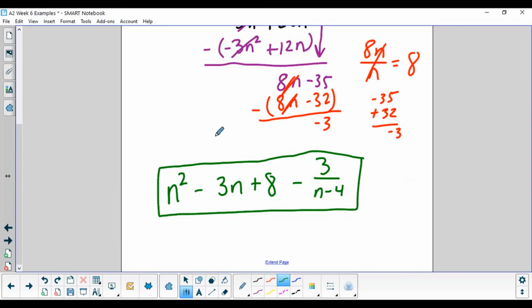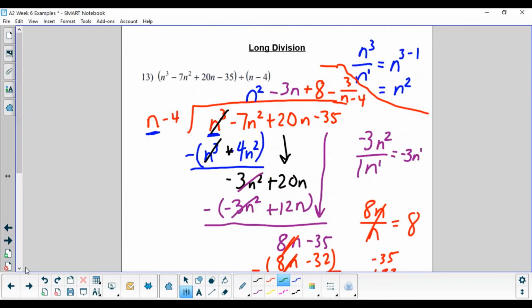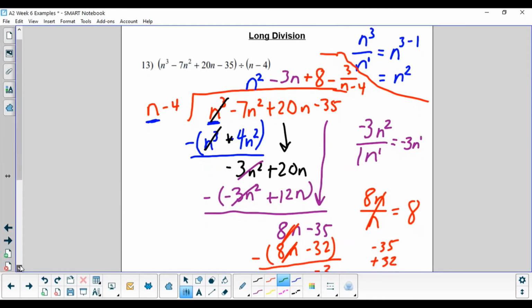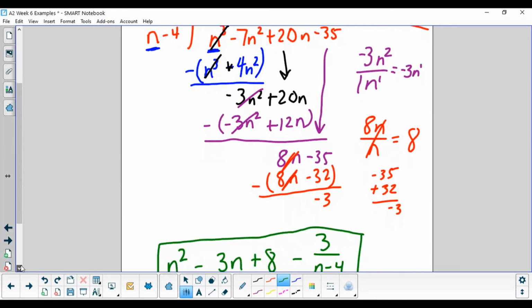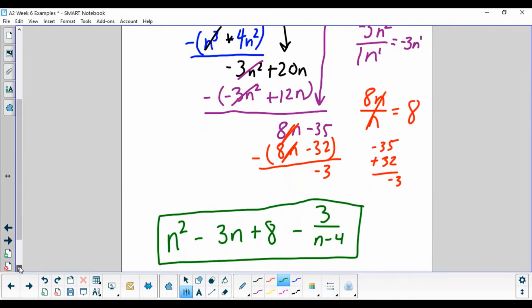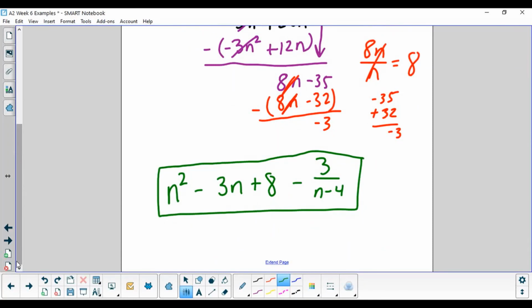So either method that you choose is fine. You end up with the same answer. I truly don't mind whichever method you prefer. I want you to use the method that you're most comfortable with. For some of you, that's going to be using synthetic division. For some of you, that will be doing the long division. Again, it's your choice.